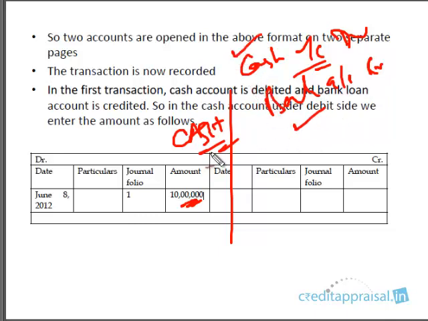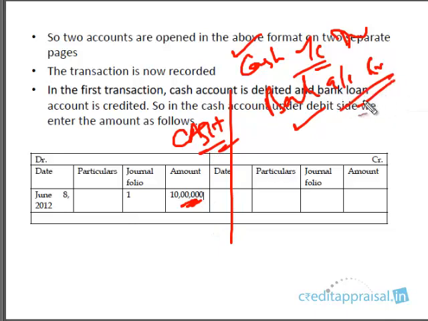So let us assume we're in the cash page. In the cash page, since it's a debit effect, under the debit side we'll be entering the particular amount. We won't touch the credit, because in this particular transaction we don't have any credit effect for cash. There is a credit effect for bank account.